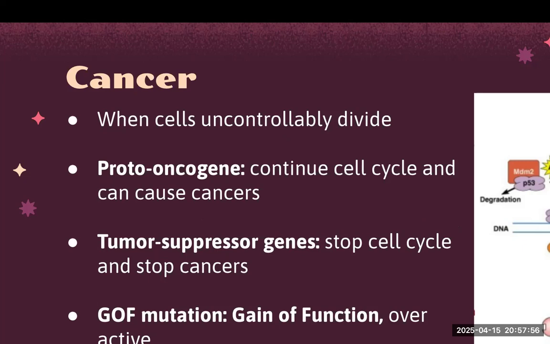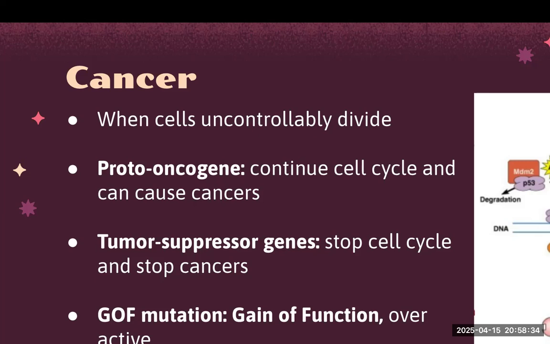Okay, cancer, not fun. It's when cells uncontrollably divide, right? That's at its core what it is. She's going to ask you for two different ones. I'm sure she's already asked you in your problem sets. Proto-oncogene: continuous cell cycle, can cause cancer. So let's say the break response didn't work well, or something's wrong with P53 or P21 and it just keeps going. Proto-oncogene, okay? Things are bad, but we're still going for some reason. Maybe something's messed up in this alarm response. Tumor suppressor genes stop the cell cycle, stop cancers.